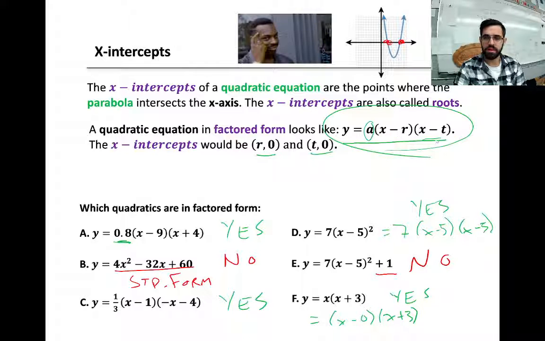Instead of x minus r and x minus t, r and t are both 5, so we could just write it as (x minus 5) squared. So D is technically in factored form, but E is not. Because it is plus 1, it's not really in our format here, so we can't determine x-intercepts or the a value from this setup. F is in factored form. It's just x, so the r would be 0, you could think of it, and then the t would be negative 3. So (0, 0) and (negative 3, 0) are the x-intercepts for this one.